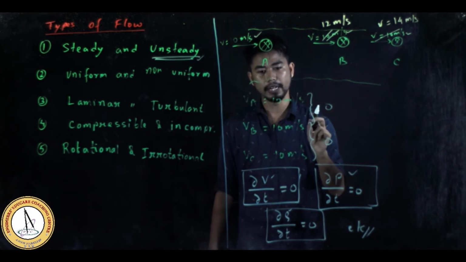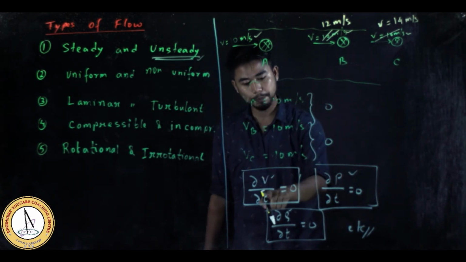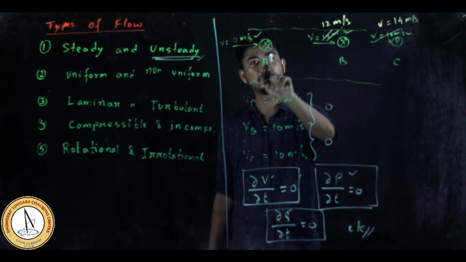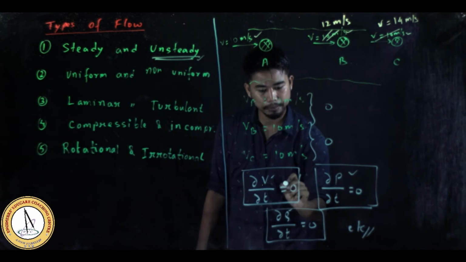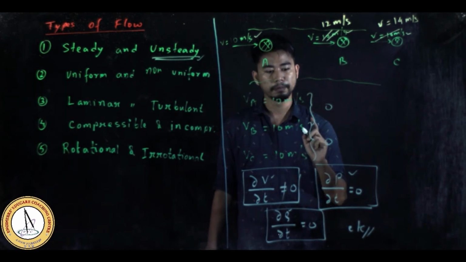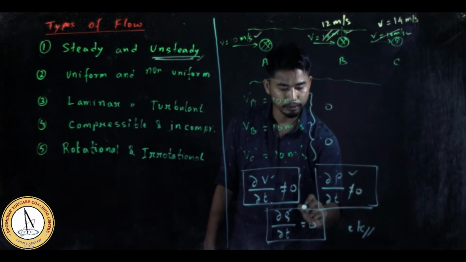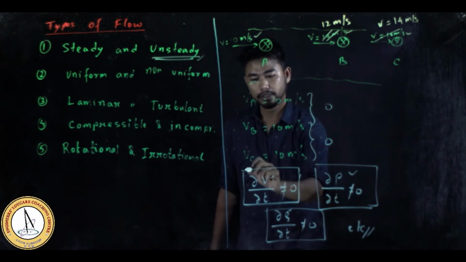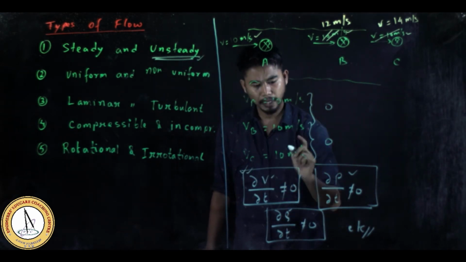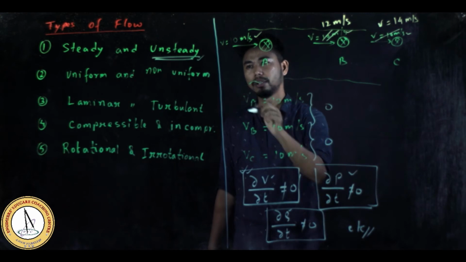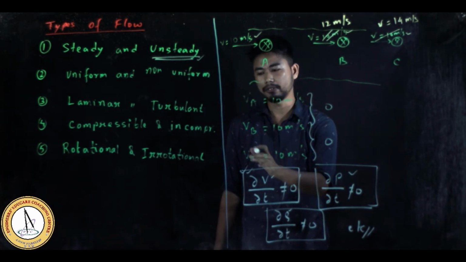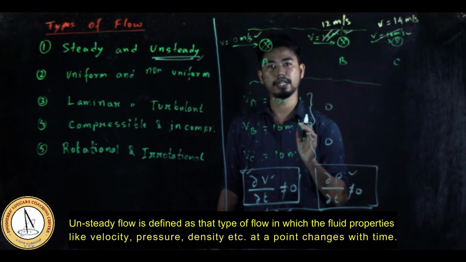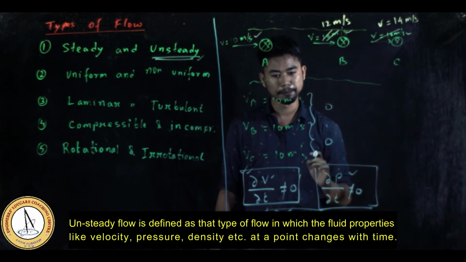So mathematically, if I write change in the velocity with respect to time, is it still 0? No, because it is 12, it is 10, that means there is some change. So not equal to 0. Here also not equal to 0, not equal to 0. So these are the mathematical expression for the unsteady flow. So the definition of the unsteady flow, it is shown in the diagram, you write it down. It is simply the opposite of the steady.